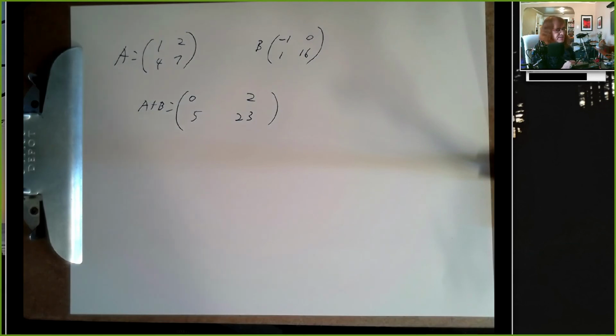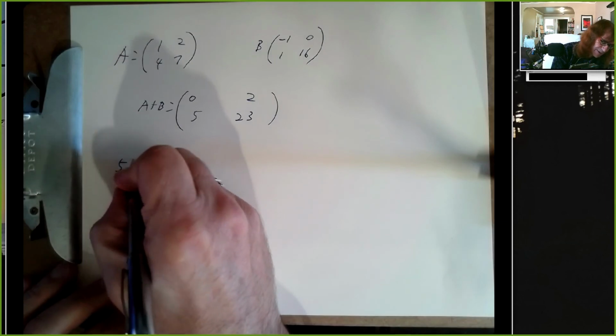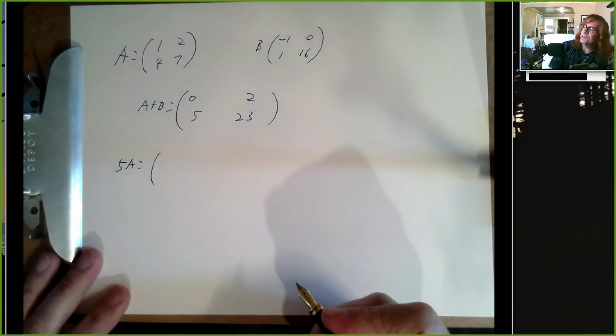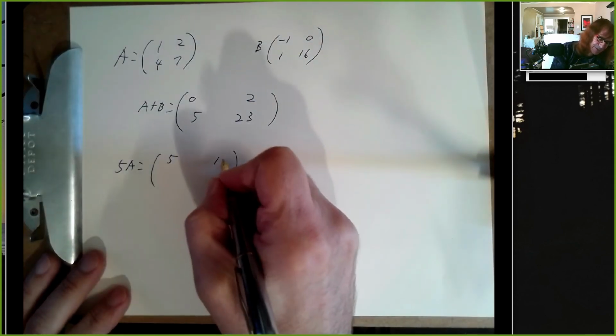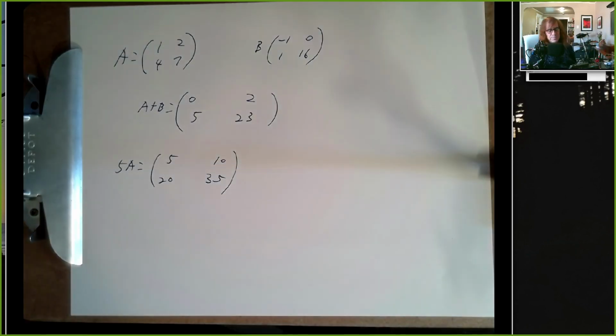We can subtract in the same way. We can multiply matrices by constants by just multiplying each element of the matrix. So I could say 5A, and that's really just A plus A plus A plus A plus A, and if you work that out, that's going to turn out to be 5, 10, 20, and 35. And we can multiply matrices.